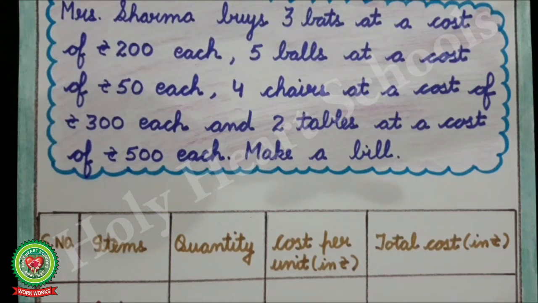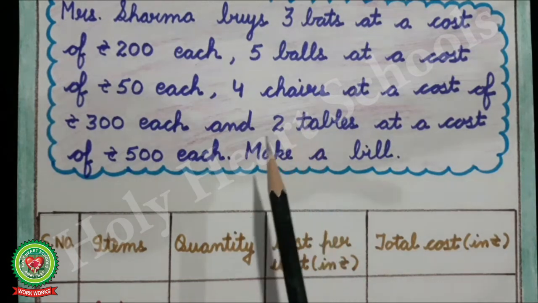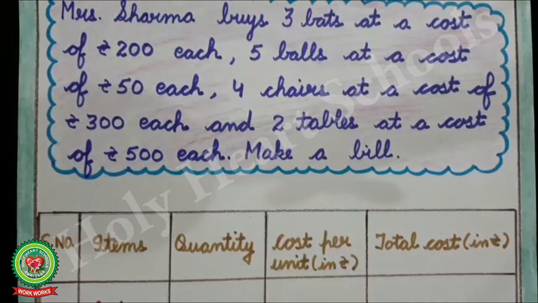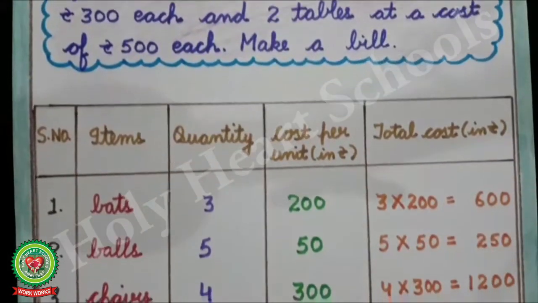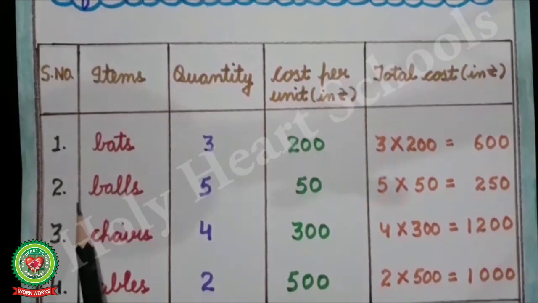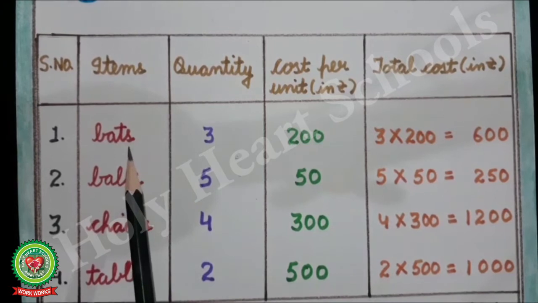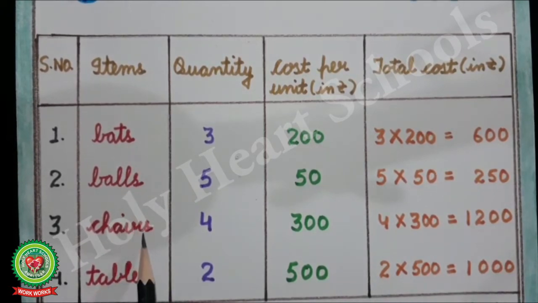We know our first step is to draw 5 columns. First one, serial number. Second, items. Third, quantity. Fourth, cost per unit in rupees. Fifth, total cost in rupees. Then you have to count the number of items bought in the statement. Bats, balls, chairs, tables. 4 items are there. So under the serial number column, you have to write down 1, 2, 3, 4. Under the items column, bats, balls, chairs, tables.